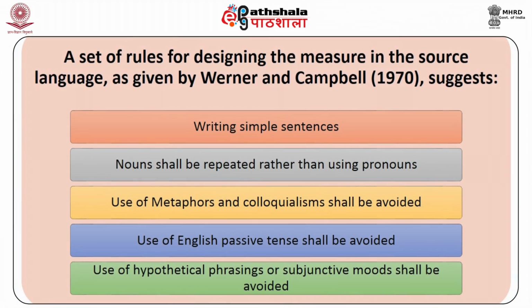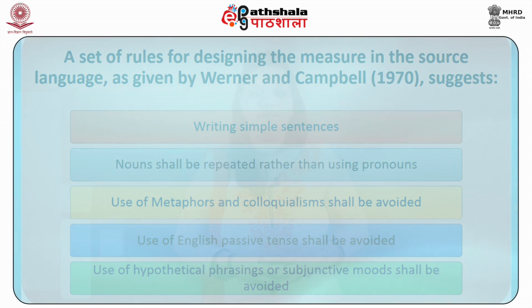A set of rules for designing the measure in the source language, as given by Werner and Campbell in 1970, suggests: 1. Writing simple sentences. 2. Nouns shall be repeated rather than using pronouns. 3. Use of metaphors and colloquialisms shall be avoided. 4. Use of English passive tense shall be avoided. 5. Use of hypothetical phrasings or subjunctive moods shall be avoided.